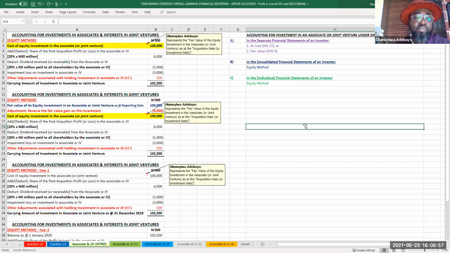That's given. Now, we are not saying that there are not some equity investments that go beyond just financial assets. There are equity investments that go to the extent of giving you control. There are equity investments that go to the extent of giving you significant influence.